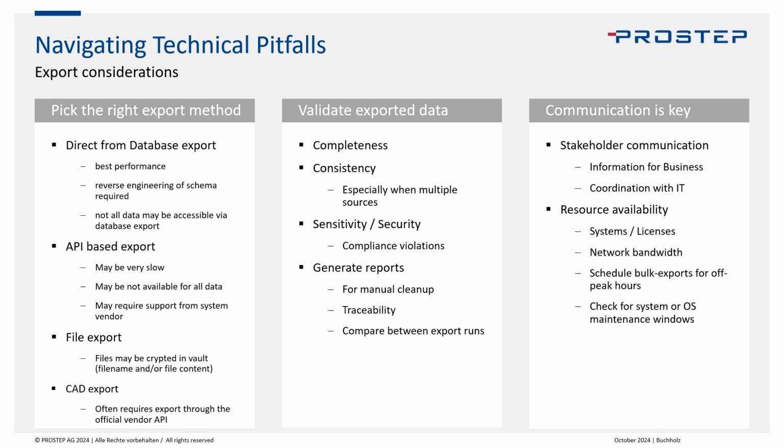And last but not least, check for system and OS maintenance windows. So you don't want to start on a weekend where the IT is planning to update all the operating systems. Then this mass data export will not happen. So communication is key. Don't just go and export the data. Define the corresponding windows with the customer, with the business people, with the IT, and then go and export. And then run the exports.